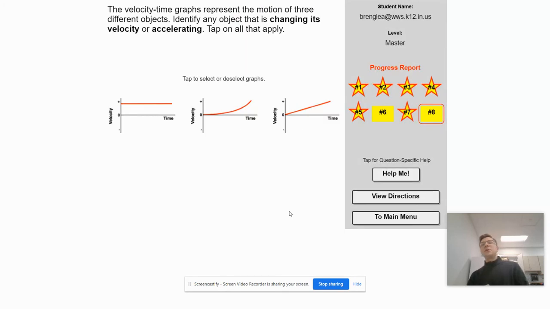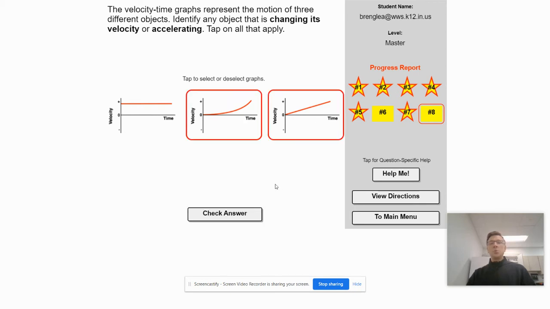This one says identify any object that is changing its velocity or accelerating. So we talked about constant velocity being a flat horizontal line, so this will clearly not be the right answer. These two graphs will be correct answers because the line is moving up along the y-axis on both examples there. So the velocity is changing.